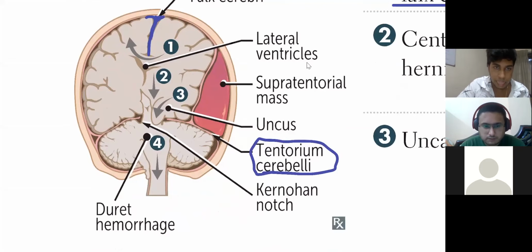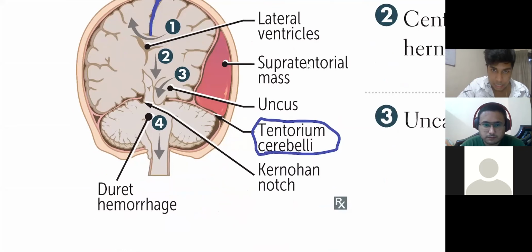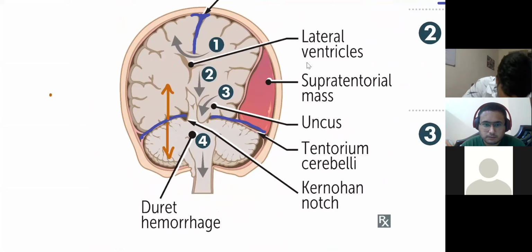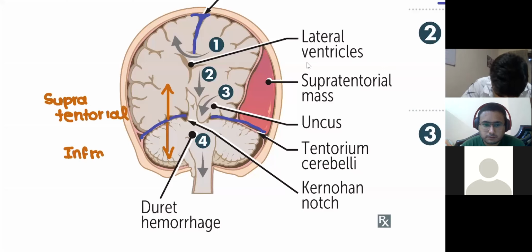This limits it. And the tentorium cerebelli, the tentorium is here. You can see the structure here. This is what you call the supratentorial area, and this is the infratentorial region. It's not hard. I hope you guys understand that. There's nothing to memorize there.